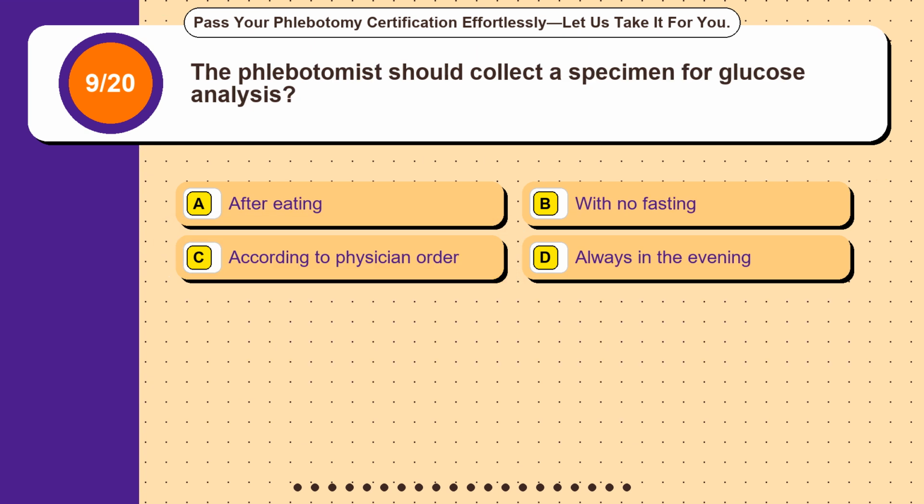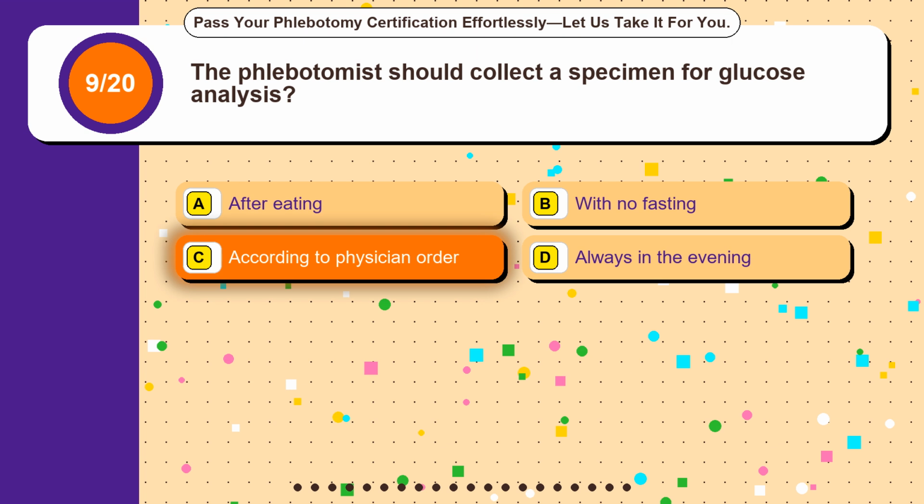Question 9. The phlebotomist should collect a specimen for glucose analysis. Option A, after eating. Option B, with no fasting. Option C, according to physician order. Option D, always in the evening. The correct answer is option C, according to physician order.